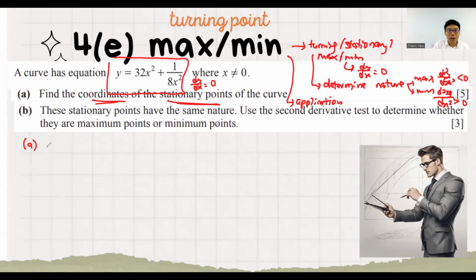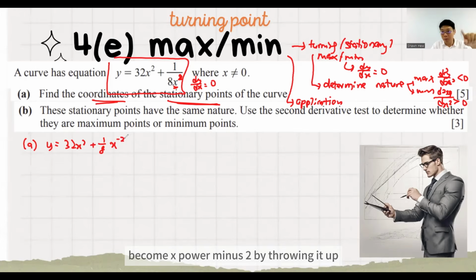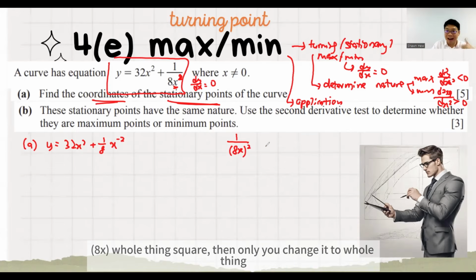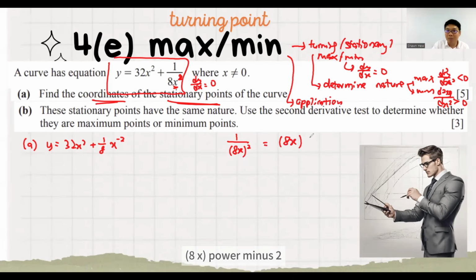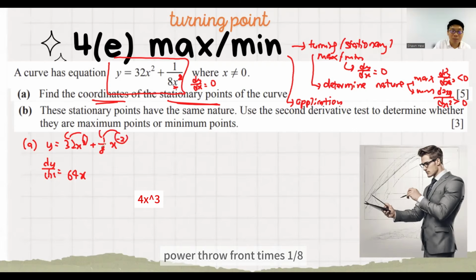For part A, we need to modify first. 1 over 8x squared. This square only belongs to x, not to 8. So my 1 over 8 remains like this, and just the x power 2 becomes x power minus 2 by throwing it up. If your question is 1 over (8x) squared, then only you change it to (8x) power minus 2. So you need to be careful. Then we can differentiate with respect to x. Power comes to the front, power minus 1, power comes to the front times 1 over 8 gives minus 1 over 4. X power minus 2 becomes x power minus 3. Then this equals 0.